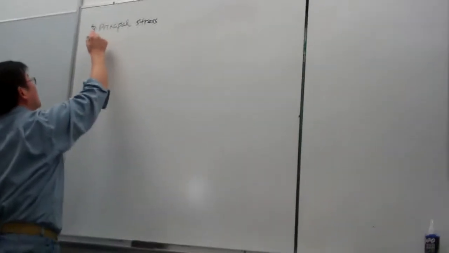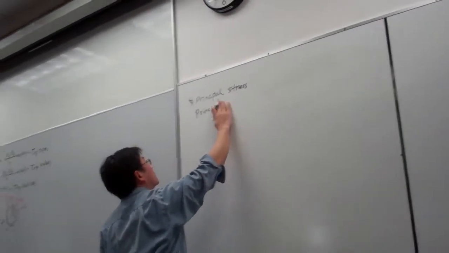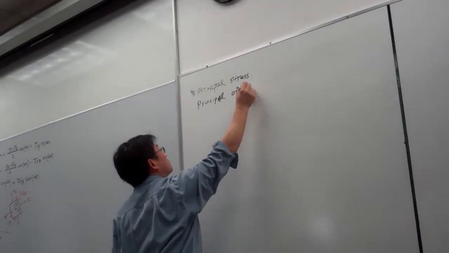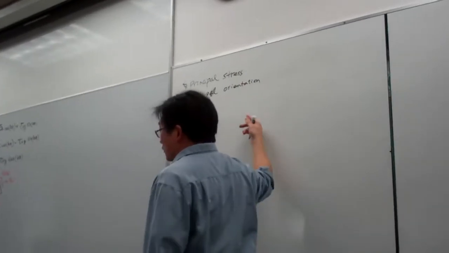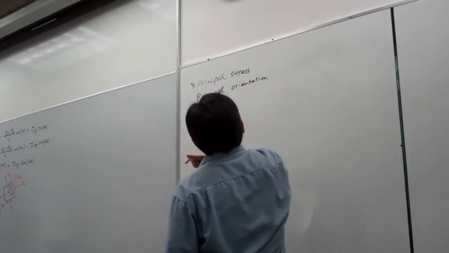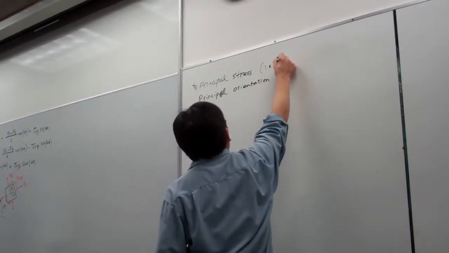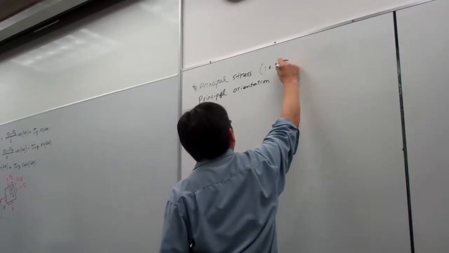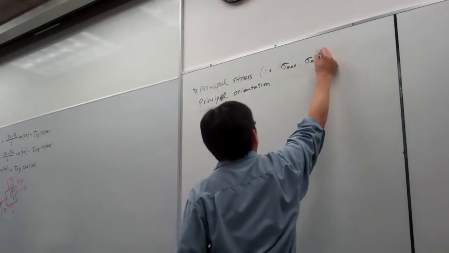Principal stress and principal orientations. The principal orientation is the orientation in which the principal stress occurs, and the principal stress basically means the maximum value of the normal stress and the minimum value of the normal stress.